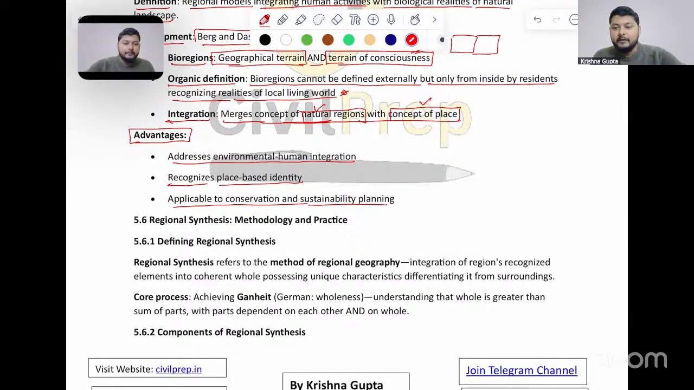Doubts or queries? If you want, you can ask it here. Okay, so Sonali has said that there is no doubt.